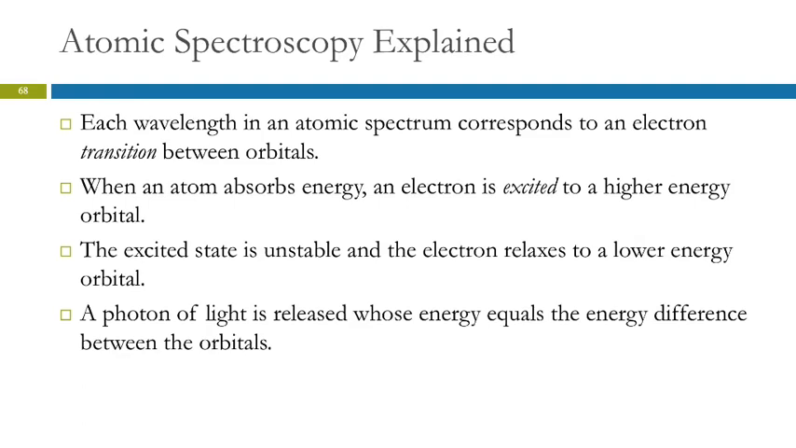Atomic spectroscopy explained. So each wavelength that we see in the atomic spectrum corresponds to an electron transition between 2 different orbitals. Orbitals have a specific energy. The atom absorbs energy, the electron gets excited to a higher energy orbital. It's not stable up there, just like something balanced on the roof of the building isn't stable, right? It's high potential energy. The electron's eventually going to fall back down to a lower energy orbital. When it does that, it releases energy because it went up because it absorbed energy. What goes in has to come out. The energy gets released as a photon of light. And the energy of that light is equal to the difference in energy between the two orbitals where the electron is transitioning.